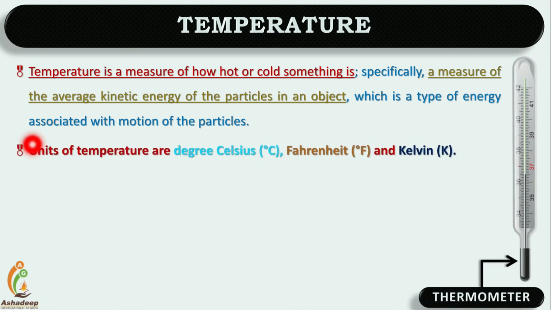Now let us see the units of temperature. The units of temperature are degree Celsius, Fahrenheit and Kelvin. These are the three units by which we can measure temperature, or you can say the amount of heat or cold. This is the device which is used to measure the temperature, and that is called a thermometer. You can see here.